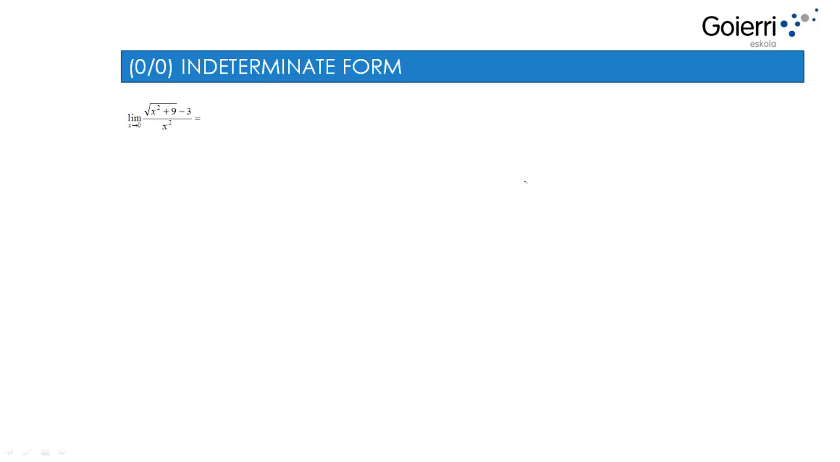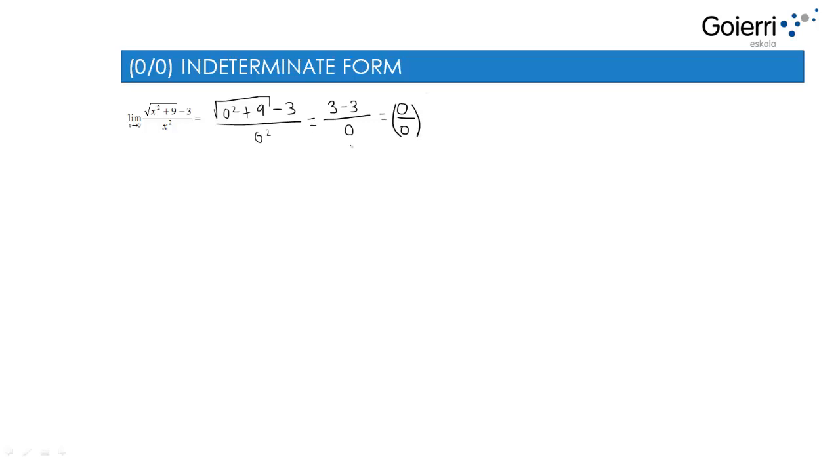Okay, let's go for the second example. As usual, the first step is to plug 0 into the function. So here I will have the square root of 0 squared plus 9, minus 3, divided by 0 squared. And this is 3 minus 3 divided by 0. This is again 0 over 0 indeterminate form.